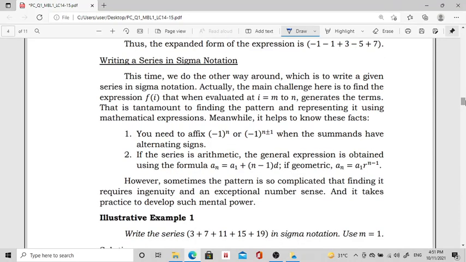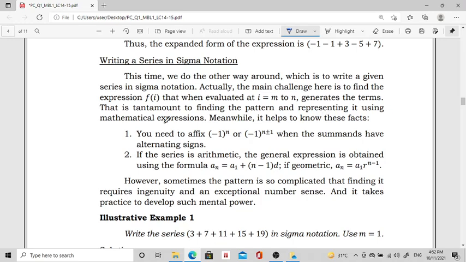Pag kasi ganun yung hinihingi sa atin, the challenge actually is to find the general expression na kapag in-evaluate natin, to find f of I, na kapag in-evaluate natin at I equals m to n, ay ma-generate natin yung terms. So, that is tantamount to finding yung pattern. Siyempre, may pattern yung mga yan. And then, pag nahanap natin yung pattern, kung paano nabubuo yung series, o kung paano na-generate yung terms, we will represent it using a mathematical expression.